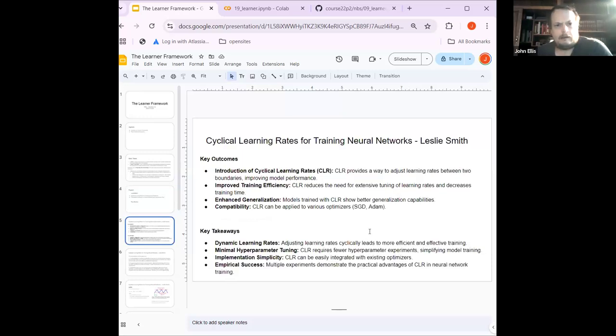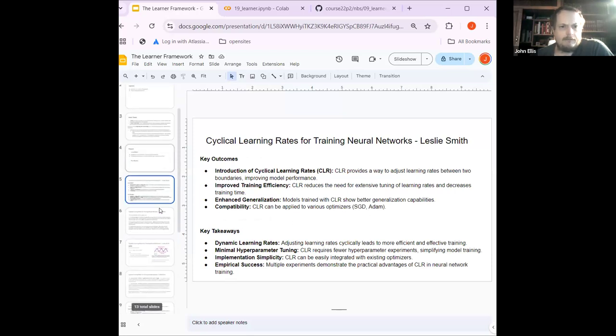So she introduced this concept of cyclical learning rate, which is a learning rate that oscillates between a maximum and minimum, rather than comparing that to, say, an adaptable learning rate. It provides better generalization, and there's less hyperparameter tuning required, so it makes it simple, but it also is compatible with a variety of optimizers. The goal is to be able to adjust that learning rate for model performance within those boundaries.